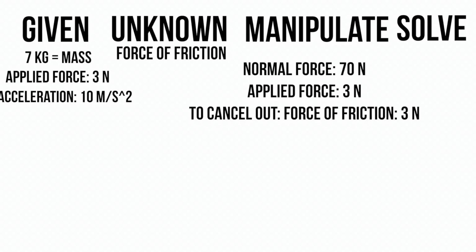We know that the dog is moving at a constant velocity. When an object moves at a constant velocity, all the forces are balanced. If this is the case, we know that the normal force cancels with the gravitational force, making the normal force equal to 70 newtons. We also know that the applied force is 3 newtons, and to cancel this out, the force of friction must equal 3 newtons. Therefore, this proves that the dog is moving at a constant velocity, and we also found the force of friction.